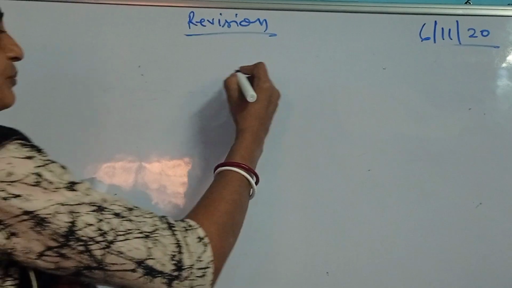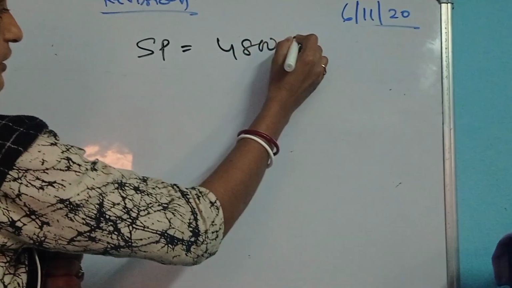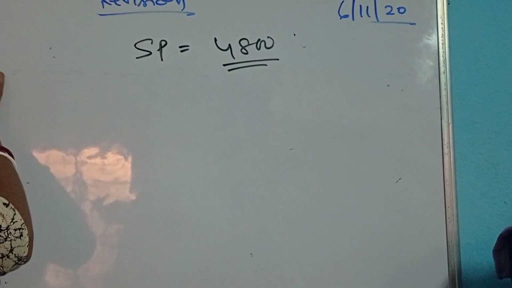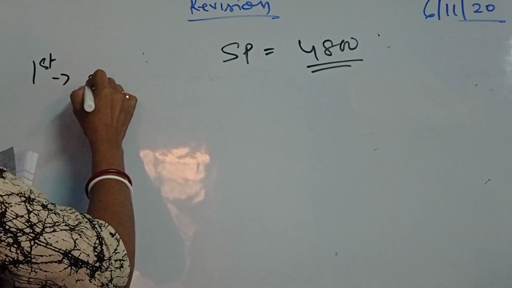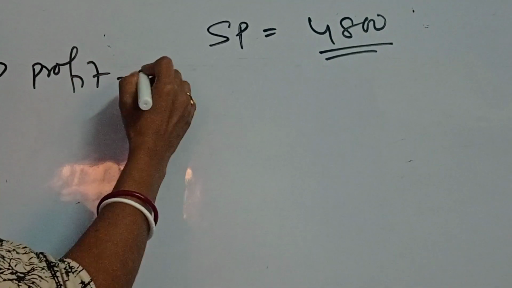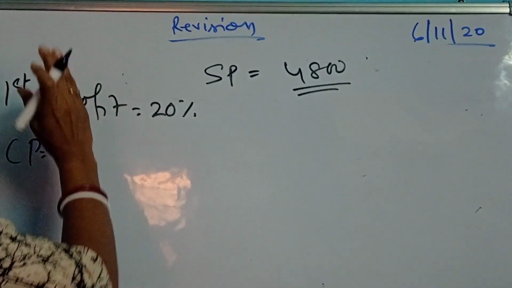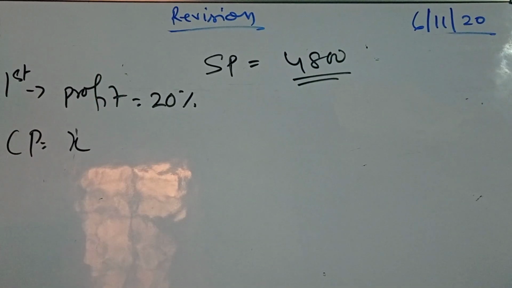So what has been given? SP of each radio set has been given as 4,800. Okay, this has been given for each radio set. In the first radio set, for number 1, your profit is equal to 20%, but we don't know what the CP is. So let's consider that CP is equal to X in the first case.